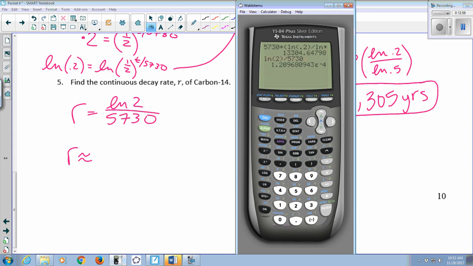That's scientific notation, that e to the negative 4 at the end means move the decimal place 4 to the left. So that is 0.000121.